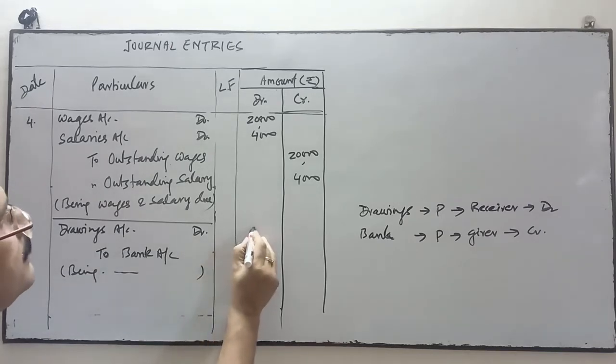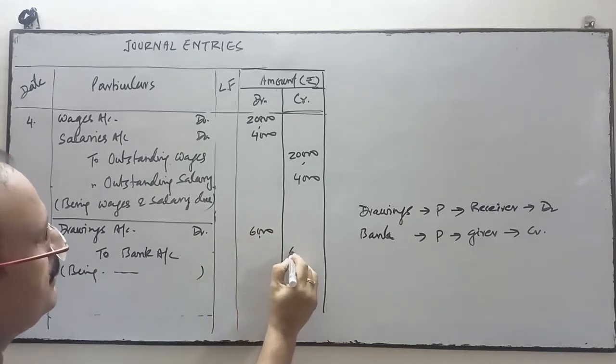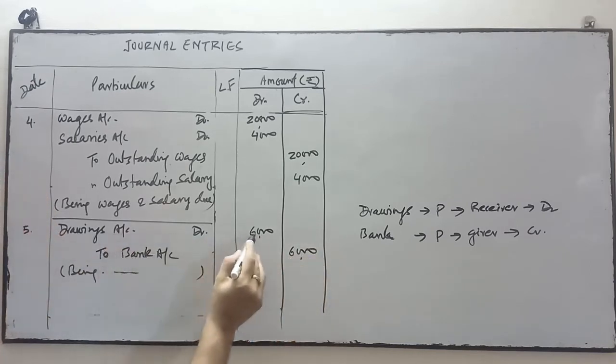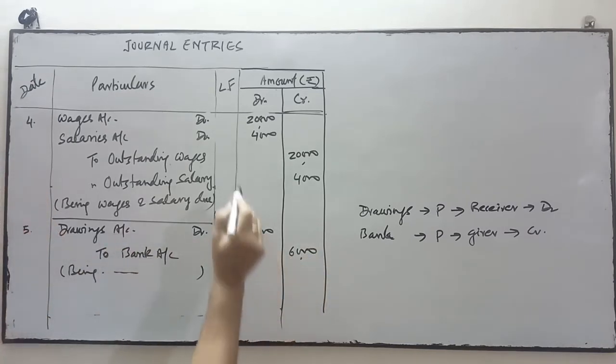Amount is 6,000. So 6,000 in debit in the drawing account and 6,000 in credit in the bank account. Okay.